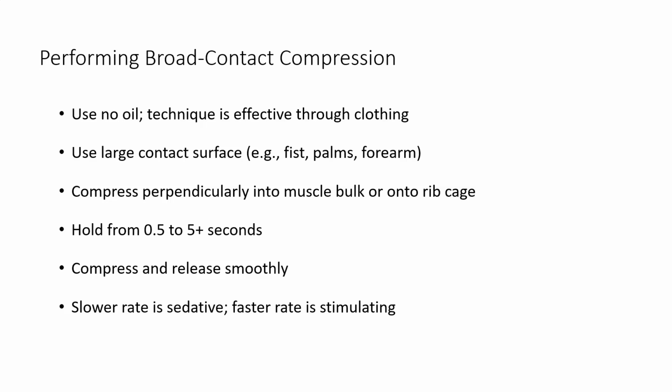As we stated earlier, we compress perpendicularly into muscle bulk or onto rib cage. We hold that compression from anywhere between 0.5 to 5+ seconds, depending on what's happening. And when we compress, we smoothly compress in, and when we're done we smoothly release out. So never ever herky-jerky, smoothly in to compress, smoothly out when done. As I stated earlier, when the rate is slower, it becomes a sedative technique, and when you're applying the technique faster, it becomes stimulating. Again, sedative for post-event if you're doing an athlete, faster for pre-event.